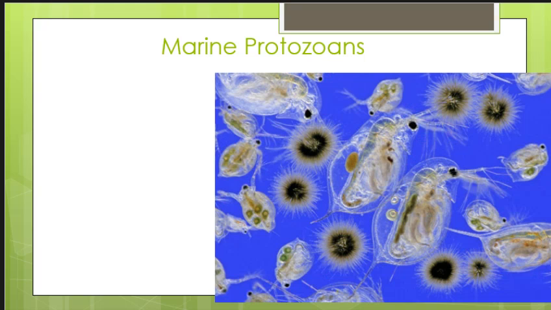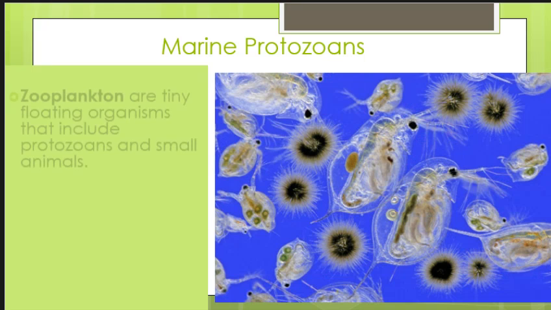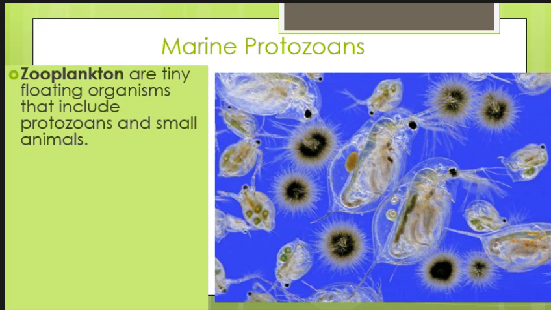Our next group are our protozoans, our marine protozoans. Look at them over there, they kind of look a little bit like little shrimpies or something, like little animals, right? Zooplankton are tiny floating organisms that include protozoans and some small animals. So just keep in mind that our protozoans are in this group, but so are some larvae of different creatures and stuff like that. But for the protozoans, we're just considering them in our talk today.